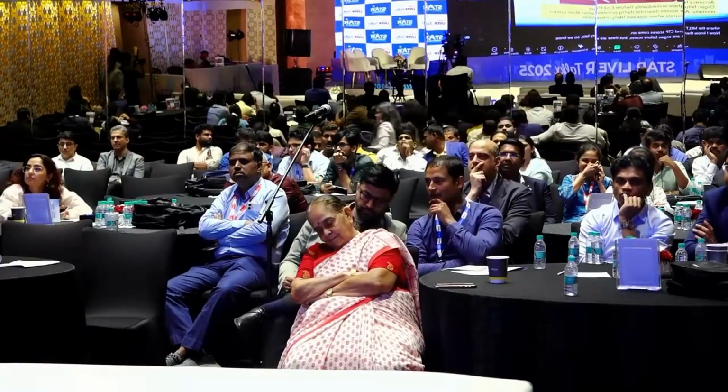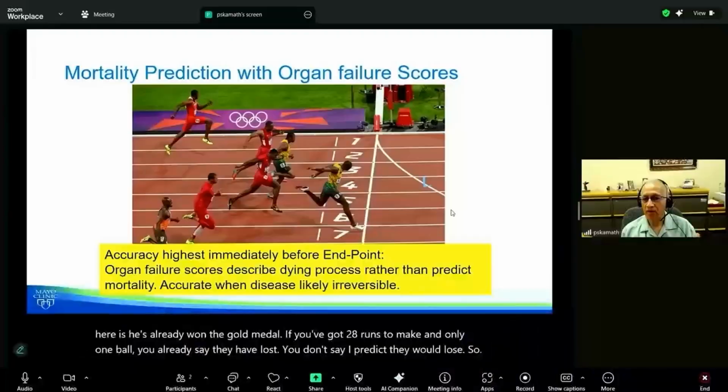Now, I know there are organ failure scores, but these are very late. An organ failure score is very accurate because the accuracy of any score is highest immediately before the endpoint. But organ failure scores describe the dying process. They don't predict mortality. For instance, nobody's going to say, I predict Usain Bolt is winning the gold medal. What you're going to say is, he has already won the gold medal. If you've got 28 runs to make and only one ball, you already say they have lost. You don't say, I predict they would lose. So that is the problem with organ failure scores.